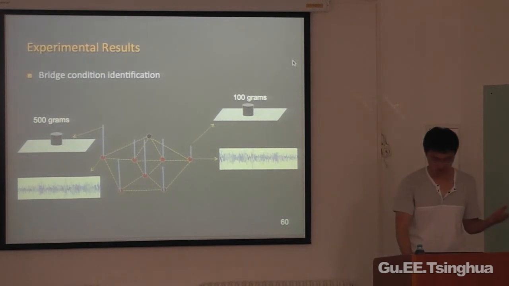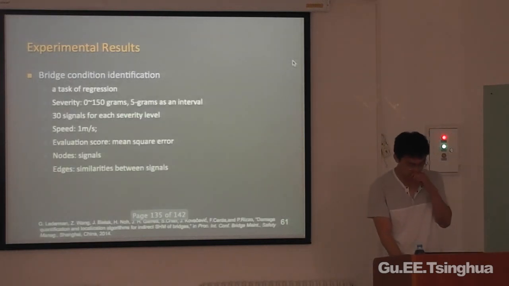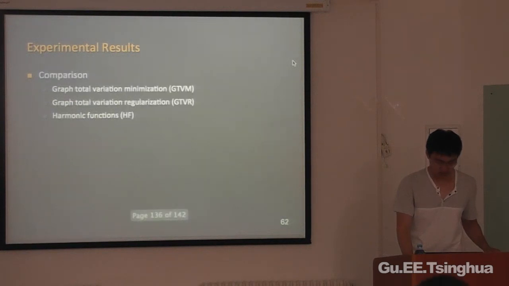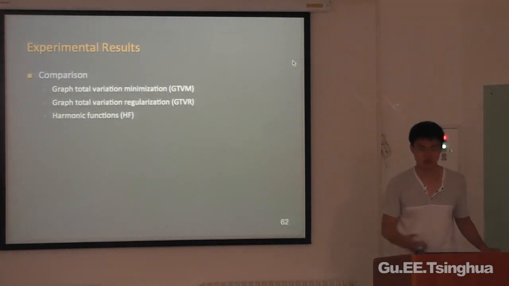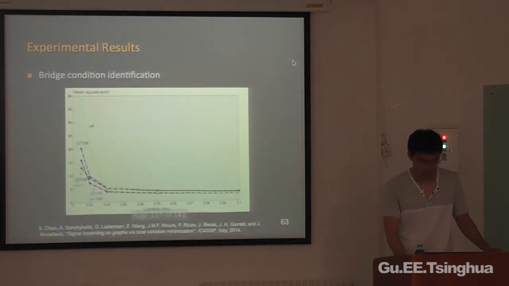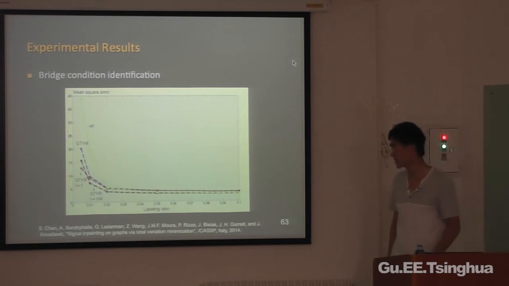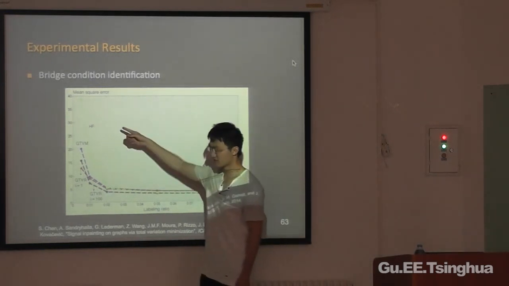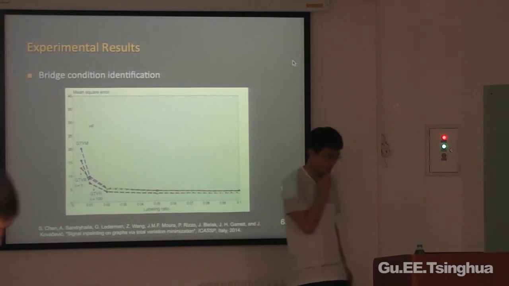So we're still doing inpainting, but now this task is not classification, it's regression. So we measure by mean square error, and we compare three methods because the adaptive graph filter is a classifier, not a regression model. Still, the x-axis is the labeling ratio, and the y-axis is the mean square error. So here, lower means better because the y-axis is error. We find a similar thing: the harmonic function fails on this task.